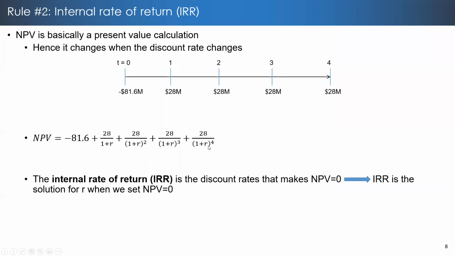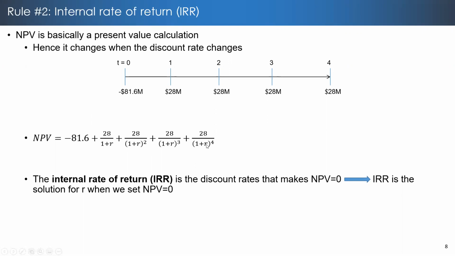And this R, which is the solution of this equation when you set it equal to 0, is how we define the internal rate of return. In other words, this R gives us the break-even point where net present value equals 0, which is what we use to determine whether we should take the project or not. So think about this: if we have a higher discount rate than the internal rate of return, how will that make the net present value? Will it become negative or positive?